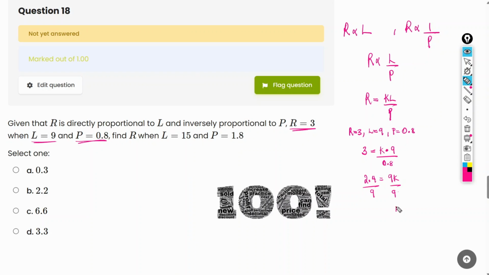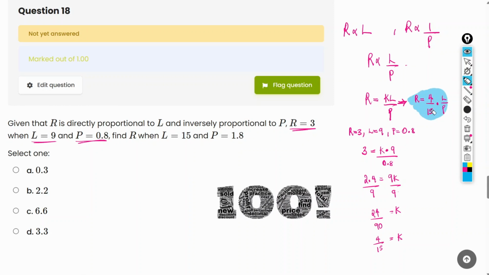We can rewrite 2.4 over 9 as 24 over 90, which I believe we can reduce to 4 over 15, right? If I divide both top and bottom by 6, yes, so K is 4 over 15. So that's the relationship, a very big one. So R is equal to 4 over 15 times L over P. Always want to get that. This is the big deal here.